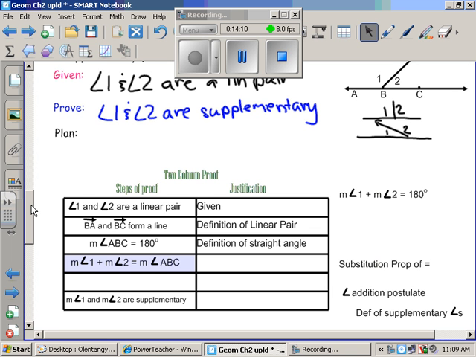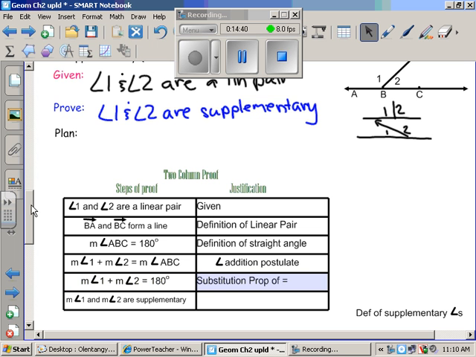James? The angle addition postulate, right. The angle addition postulate says part plus part equals whole. All right, so obviously then we can say angle 1 plus angle 2 equals 180. And why would that be? Because remember, the only thing that changed is we took out ABC and replaced it with 180. Substitution, right. Okay, and then if 1 plus 2 equals 180, then they're supplementary, right? Isn't that the definition of supplementary angles? Two angles you add together to get 180.